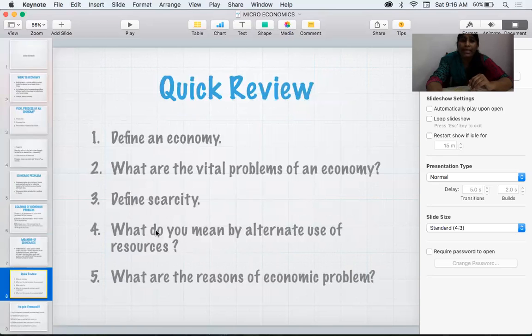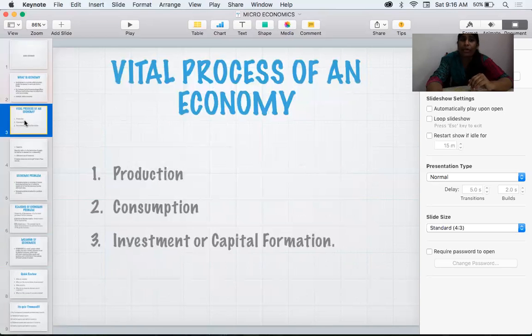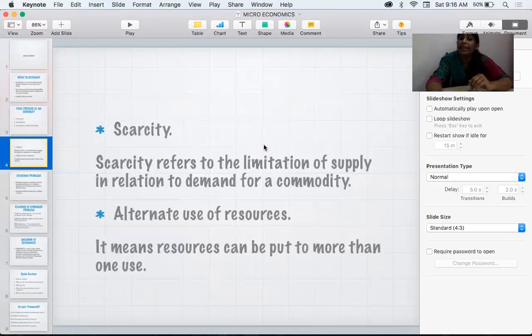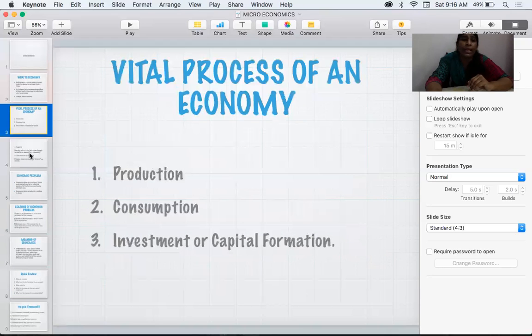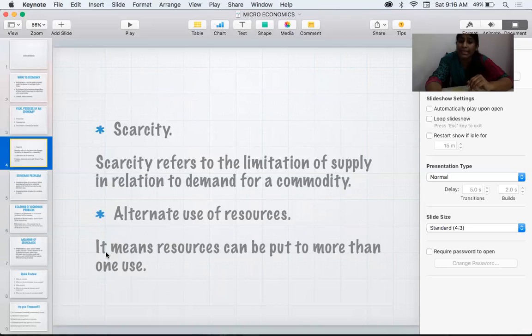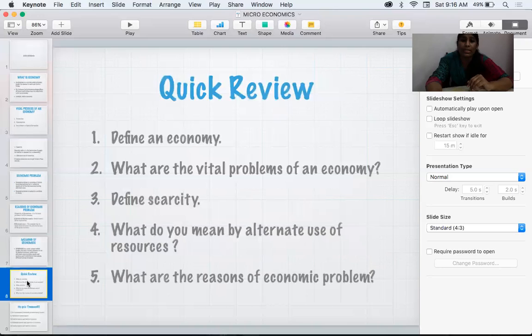Next, what is scarcity? Scarcity refers to the limitation of the supply in relation to demand for a commodity. And next, what do you mean by alternate use of resources? The alternate use of resources says that the resources can be put to more than one use. Next, what are the reasons of economic problem? That also we have learned.